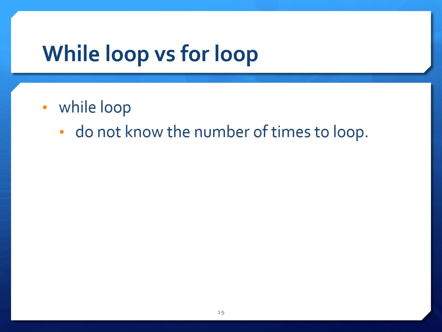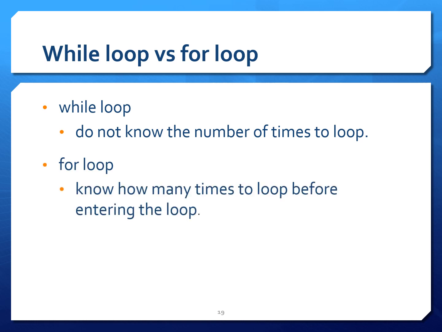Usually we use a while loop when we do not know the number of times we want to loop. We use a for loop when we already know how many times we want to loop before entering the loop.